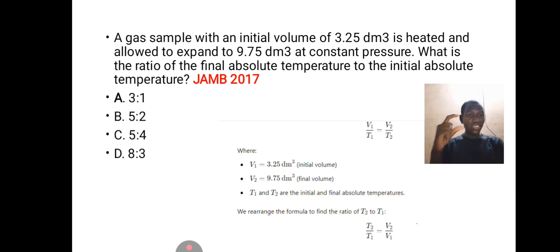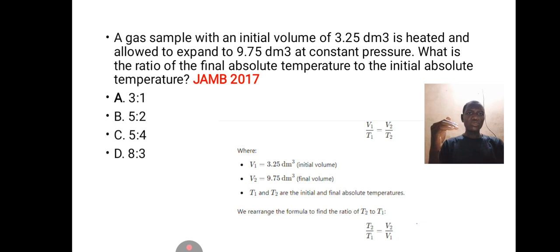So we have to rearrange the formula in such a way that we have T2 over T1. All you need to do is cross multiply. If you cross multiply, then you divide. So here we will have T2 over T1 is equal to V2 over V1.